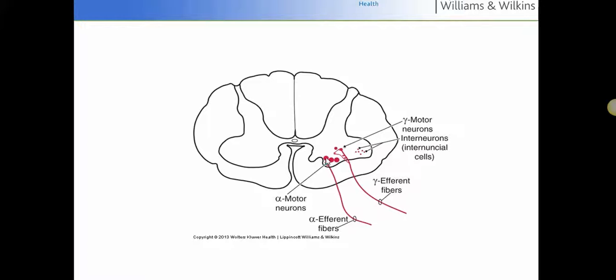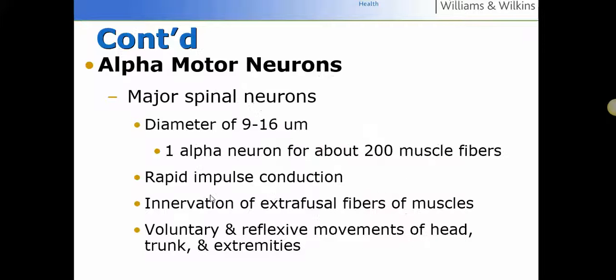So this is how the gamma and the alpha motor neurons look like. So the alpha, remember, they drive efferent impulses to the extrafusal muscle fibers. Gamma pick up the afferent information from the muscle spindles or intrafusal muscle fibers, and they communicate to the alpha motor neuron. So let's talk a little bit about the alpha motor neurons.